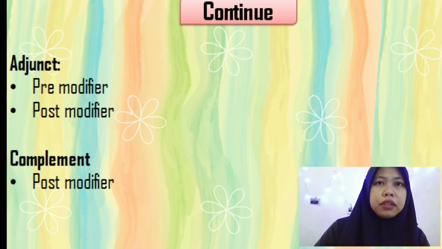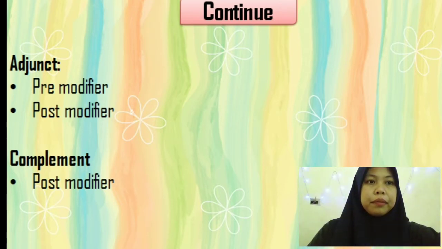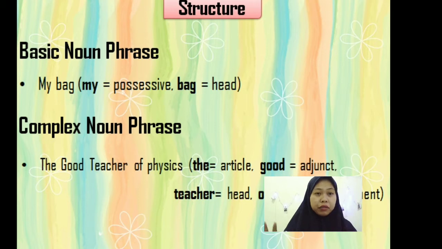Well, this is the continuation of the elements of complex noun phrase. There are adjunct and also complement. For the adjunct, there are pre-modifier and also post-modifier, and for the complement, there is only post-modifier. Well, after we already know the elements of noun phrase, we can apply the elements of the structure.